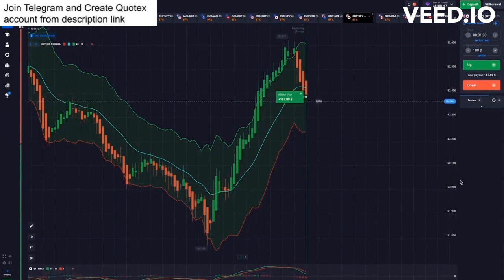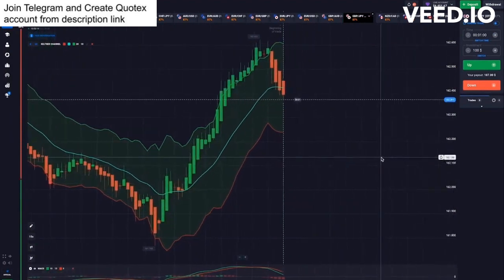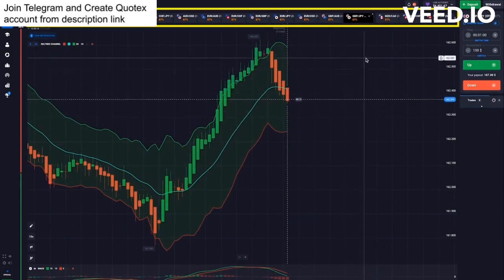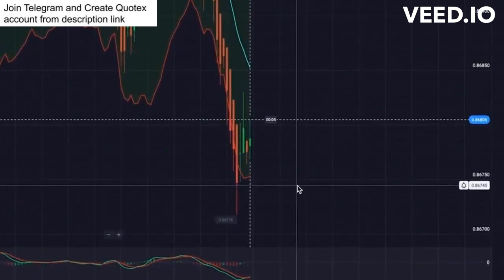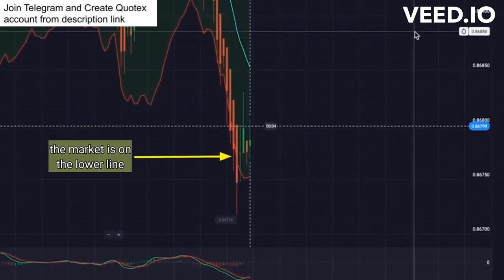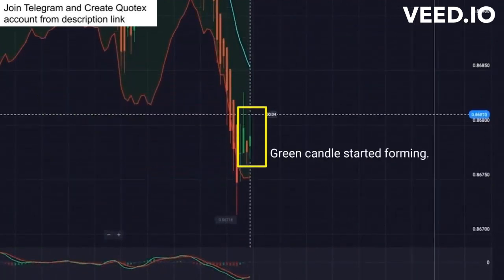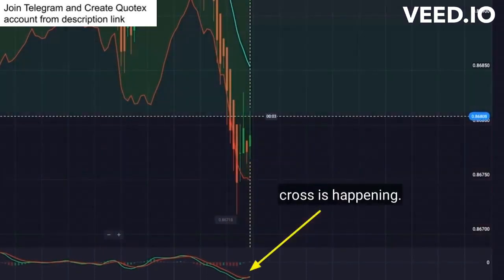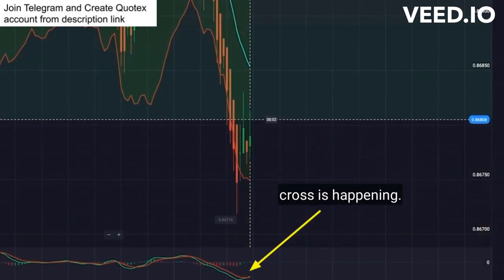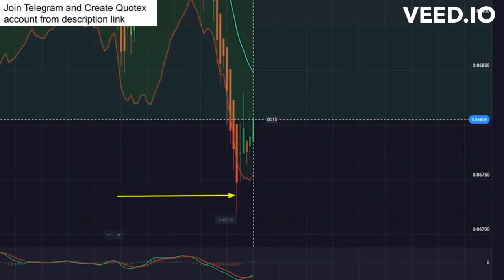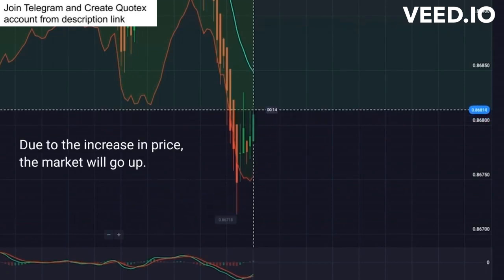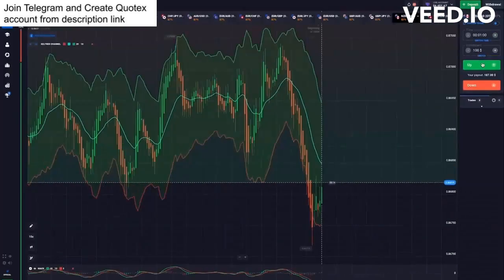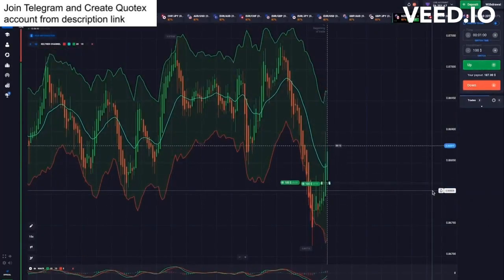Now we have to search for the next entry. If you want to find another entry quickly, you will have to add multiple currency pairs, otherwise it may take time to get your entry. So this time the market moved from above the lower line of Keltner and came down. And now the green candle has started forming, and below, the MACD has also crossed while going up. So I'll take a 1-minute entry here, because the market went down and immediately came up and this long shadow has been created. This means that many buyers have come into the market. Now the prices will start increasing. And here is our entry.